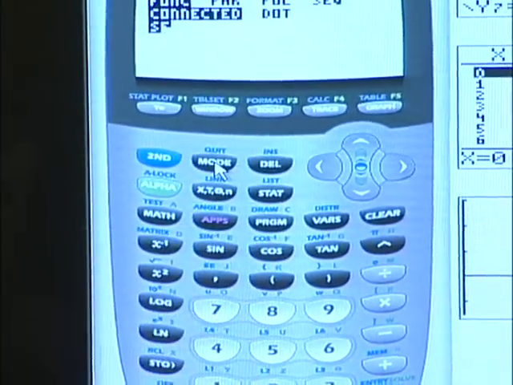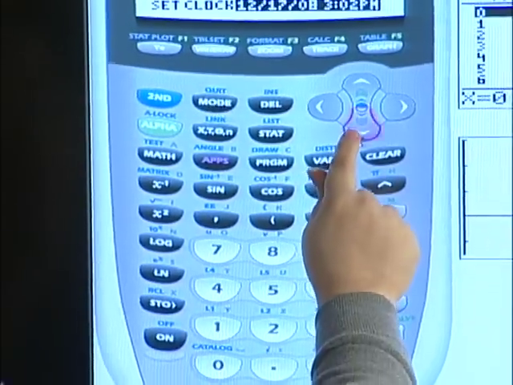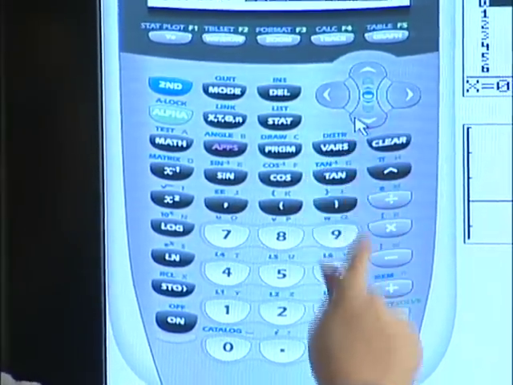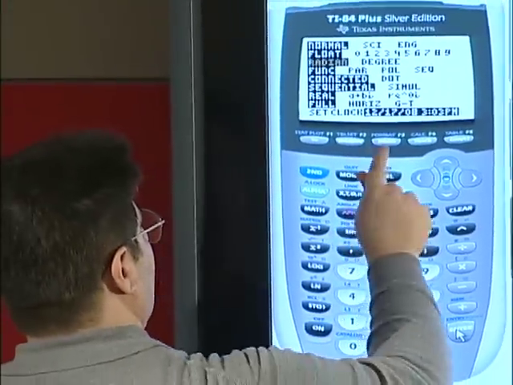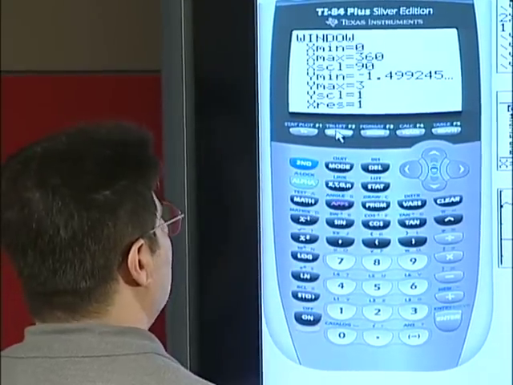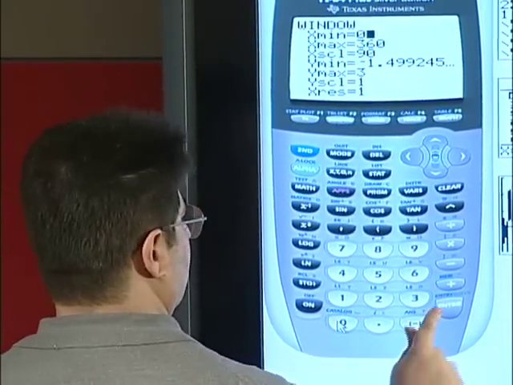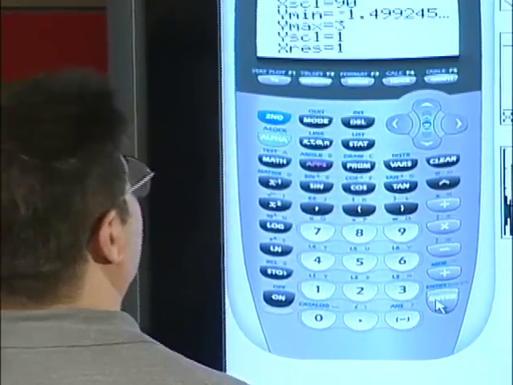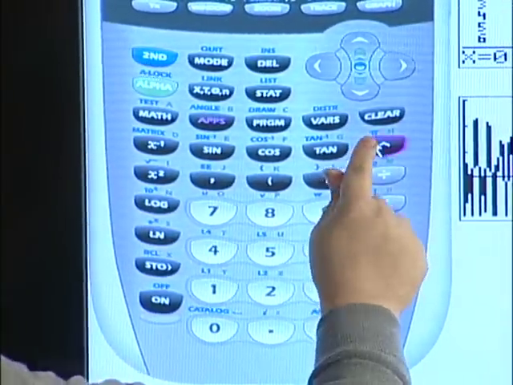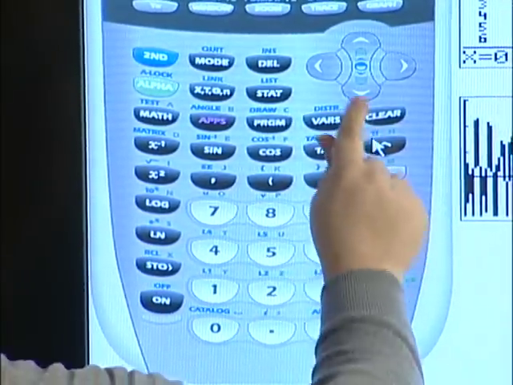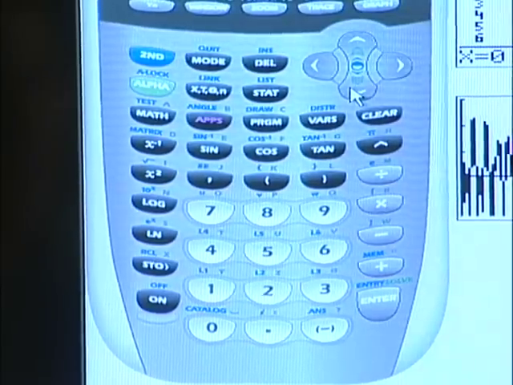We will change our mode to the radian if it's not already in the radian mode. And we will set the window values x min to 0, x max to 2 pi, and x scale to 1.